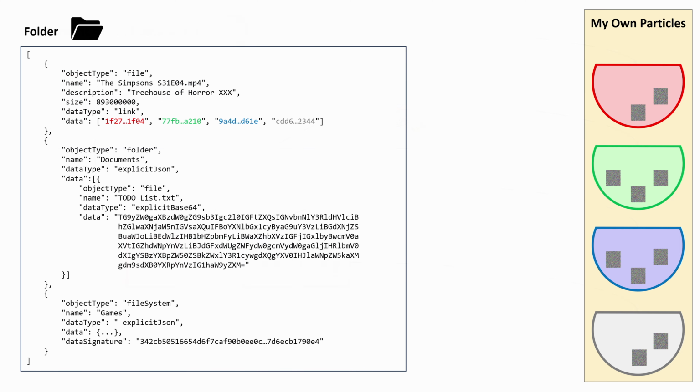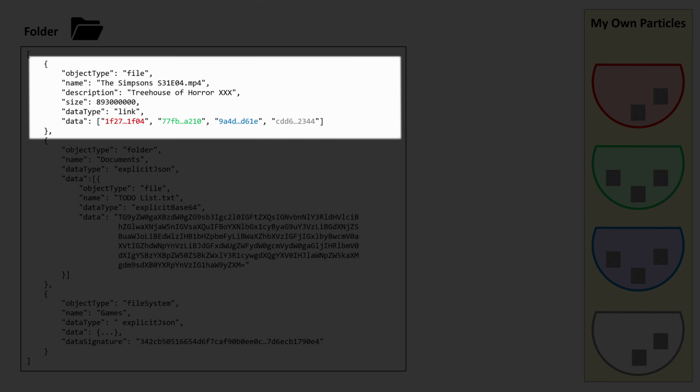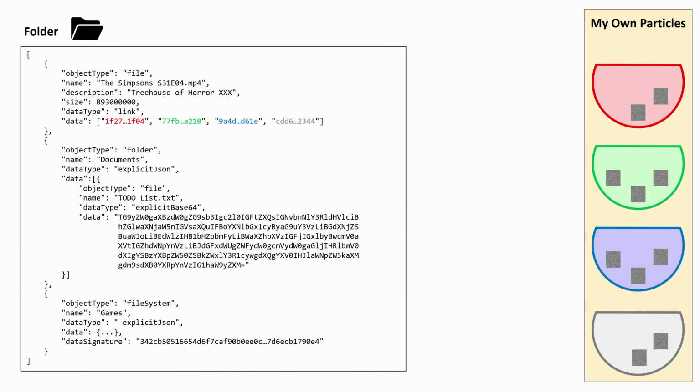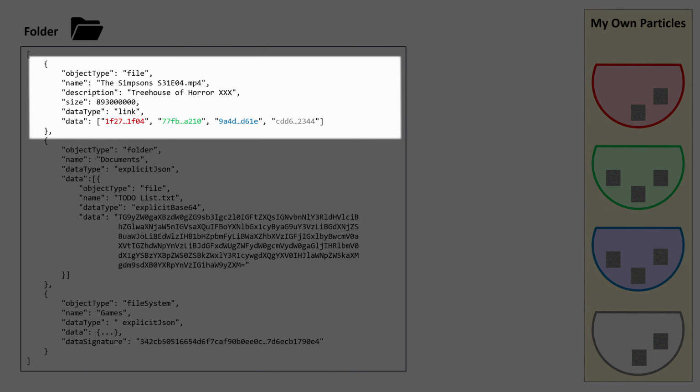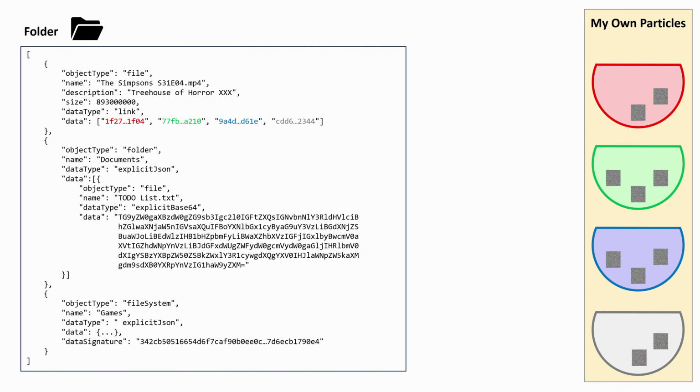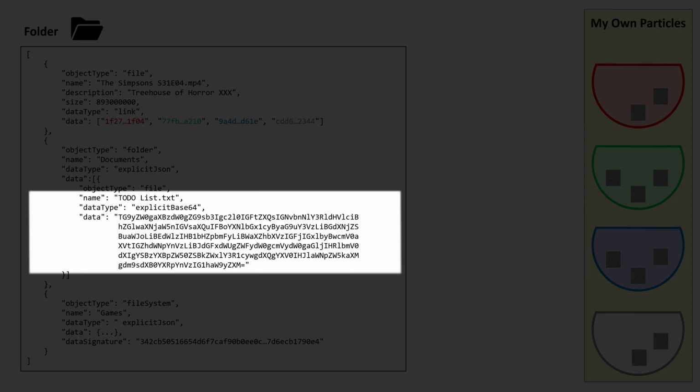The folder descriptor is somewhat more complex. A folder can contain files, subfolders, or links to other file systems. Large files, like the Simpsons video, are represented by a reference to the file descriptor from the previous slide. Smaller files can be stored directly in the folder in base64 encoding.